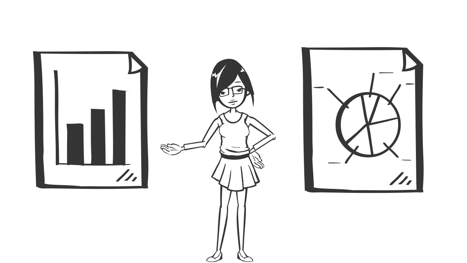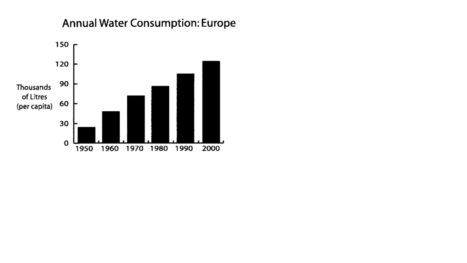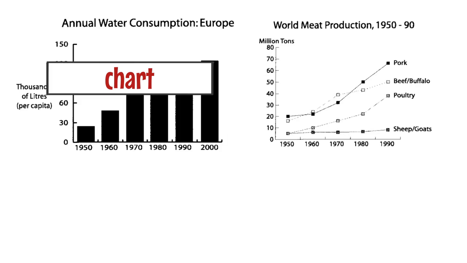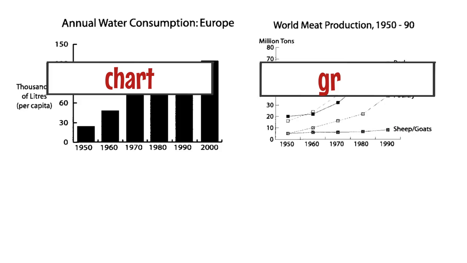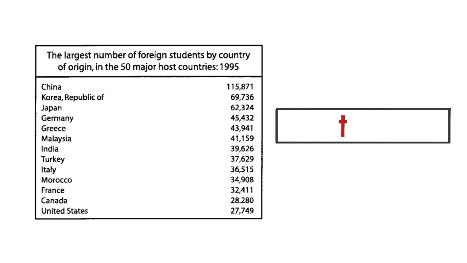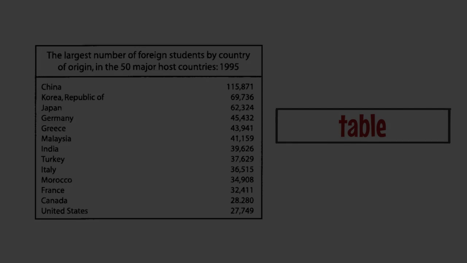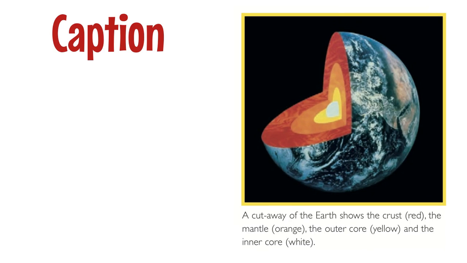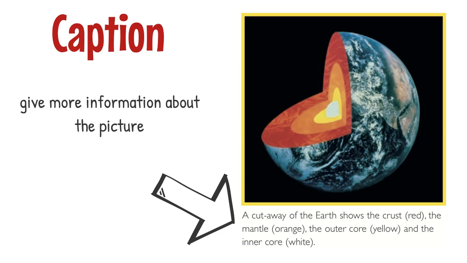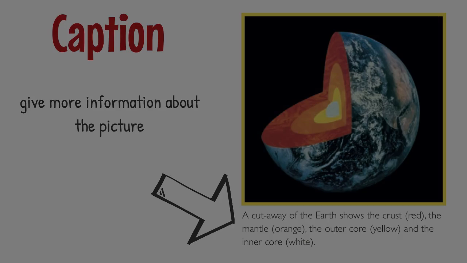Nonfiction materials use lots of tools to share information. Charts, graphs, and tables organize data and statistics to make it easier to read. Photographs and illustrations often have captions underneath them. Captions give more information about the picture.